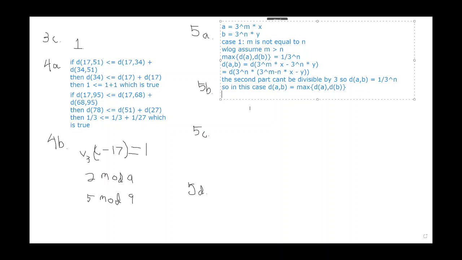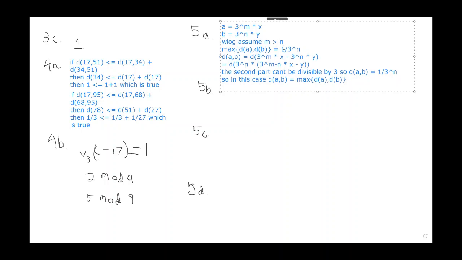Very good. So let me show you how we can actually combine these two. We'll take out the case. Without loss of generality, we'll assume that m is greater than or equal to n. So max of d of A and d of B equals 1 over 3 to the n. That is correct. And the distance between A and B is d of their difference, which is equal to d of 3 to the n times (3 to the m minus n) times x minus y.